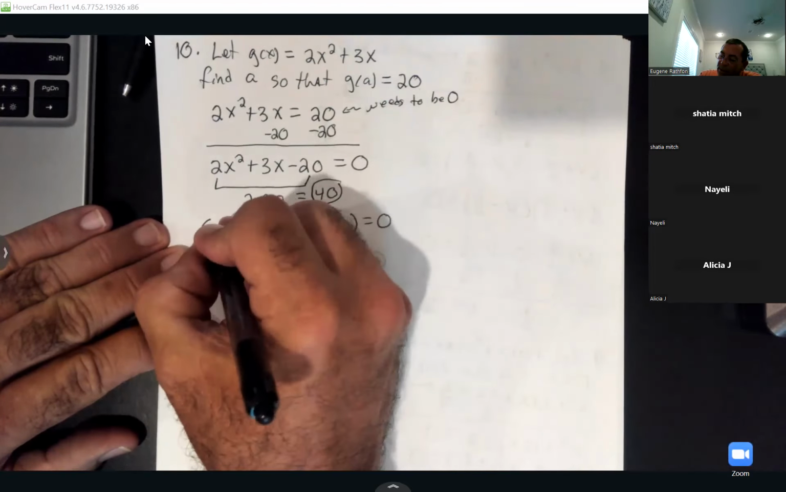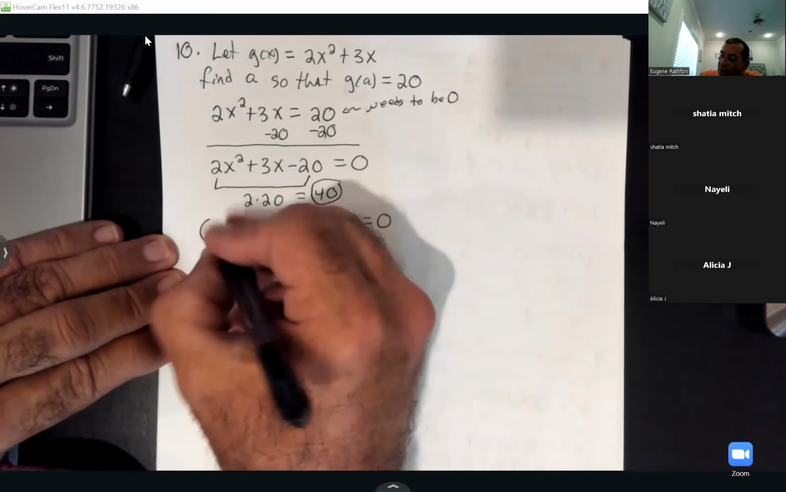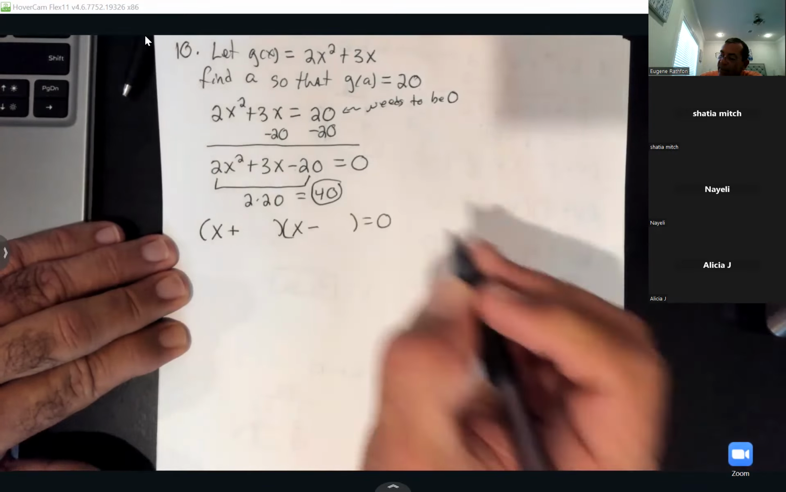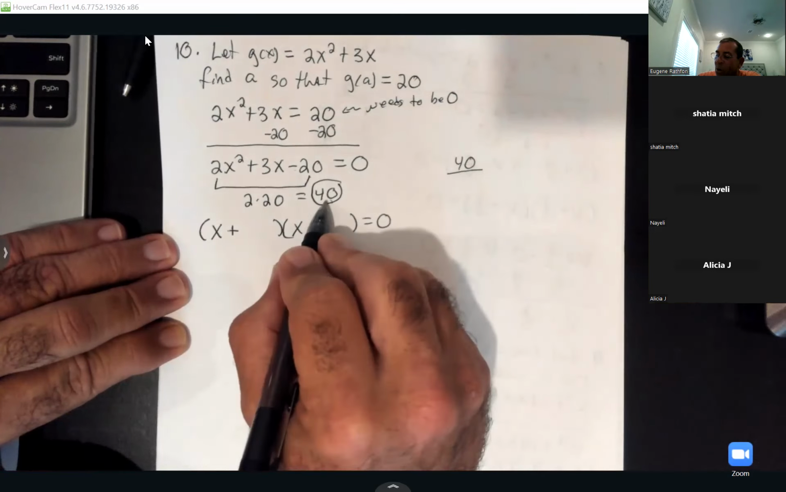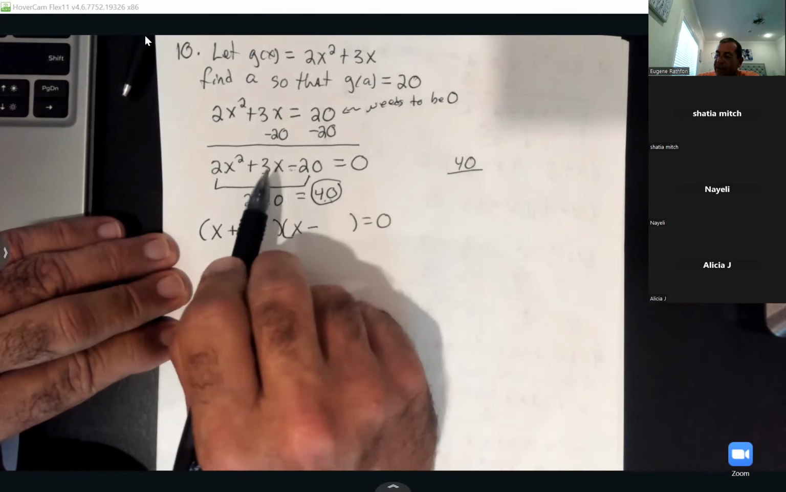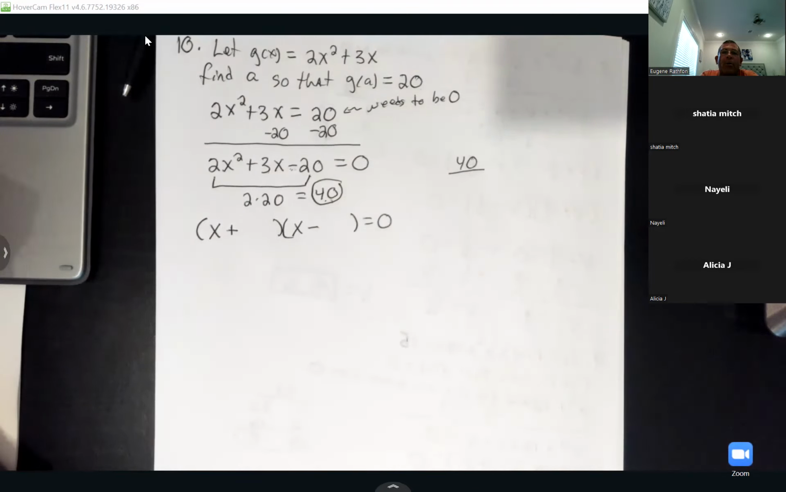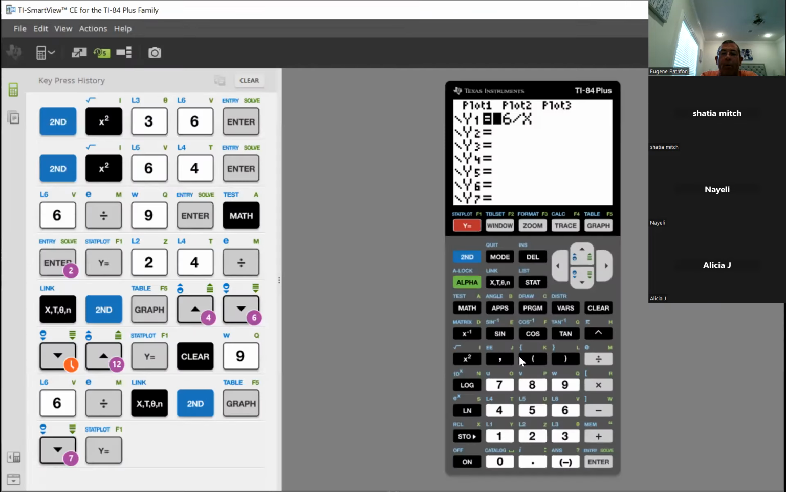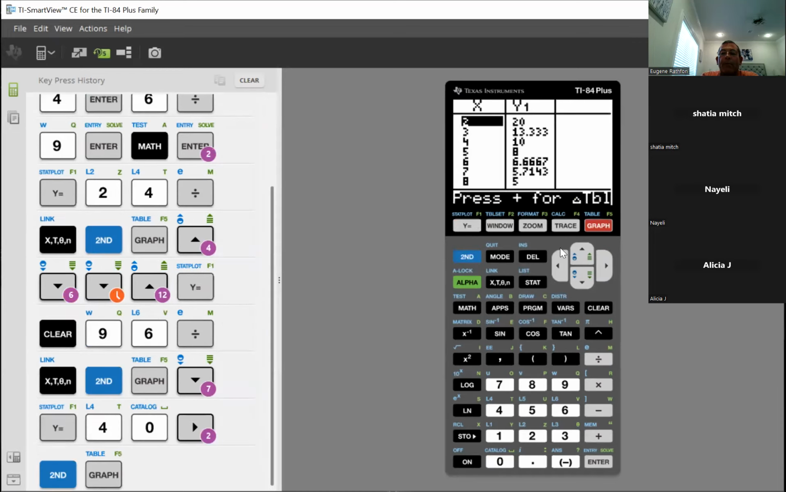I got an x squared, so that'll be an x and an x. Remember, the last number is negative, so you're going to have unlike signs. So what I need, y'all, are factors of this 40 that will subtract to get a 3. So 40 is another bigger number, right? So we got a calculator. So I'm going to do 40 divided by x right here. And then I'm going to hit second graph to pull up my table.